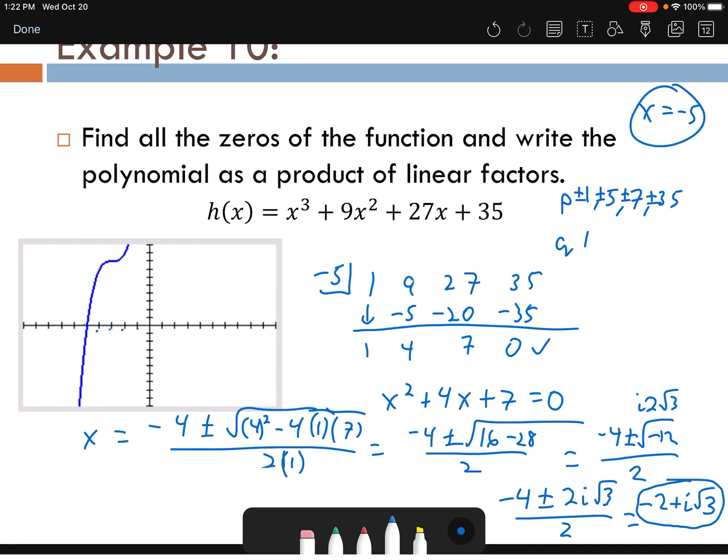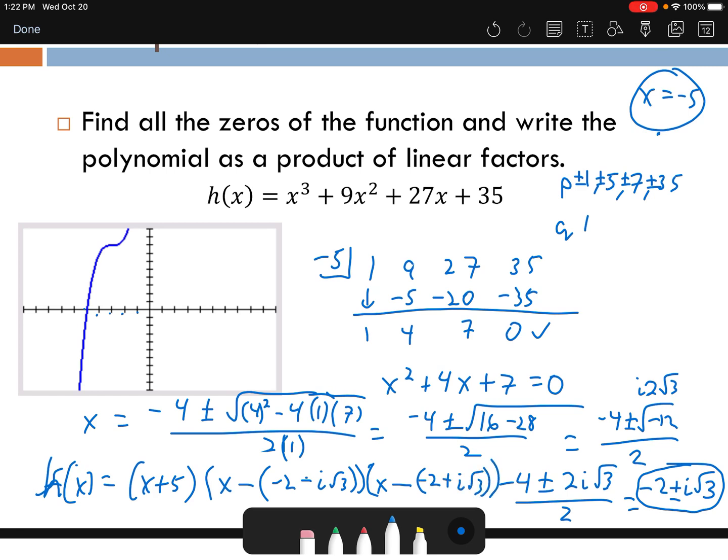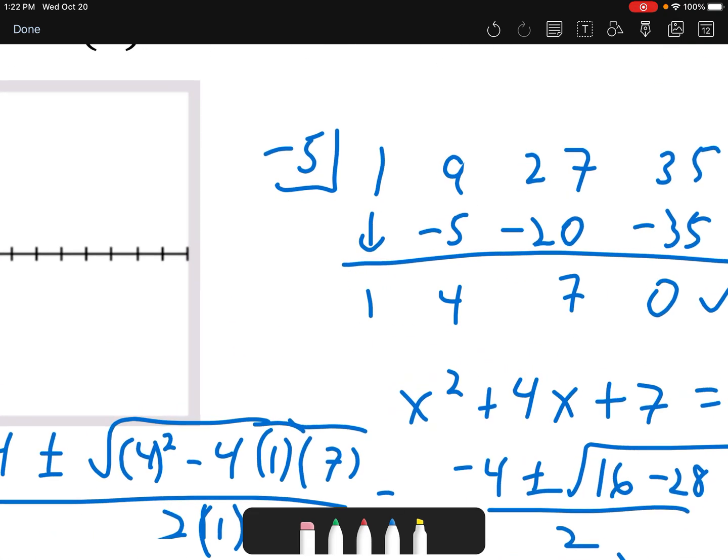So now we're supposed to write this as a product of linear factors. Okay. So h of x equals, let's take this first one, x plus 5, x minus negative 2 plus or minus, that should be a plus or minus. Gotta get this straight here. So x minus, yes, it'll always be minus, 2 minus i rad 3, double parentheses, and x minus negative 2 plus i rad 3.